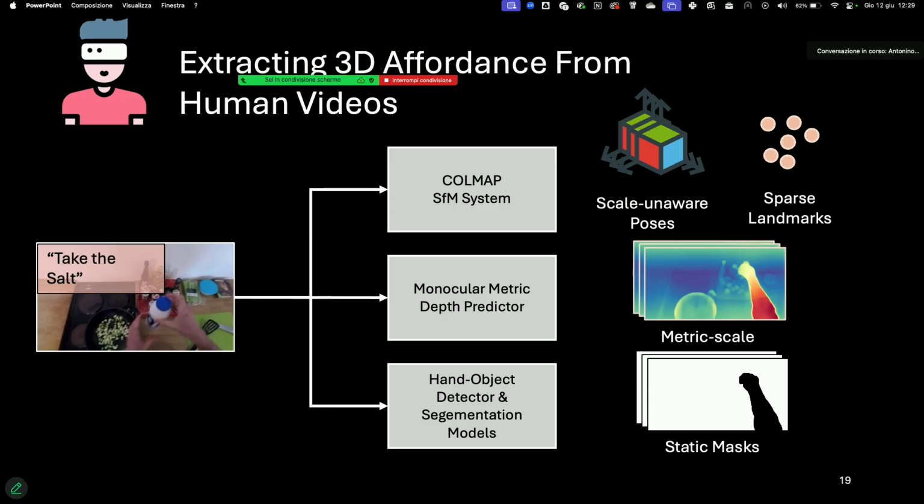This COLMAP system is to acquire camera poses and intrinsics. We also leverage a monocular metric depth predictor to get dense depths with metric scale. And we leverage a hand-object detector and several segmentation models to acquire the static regions for each frame.